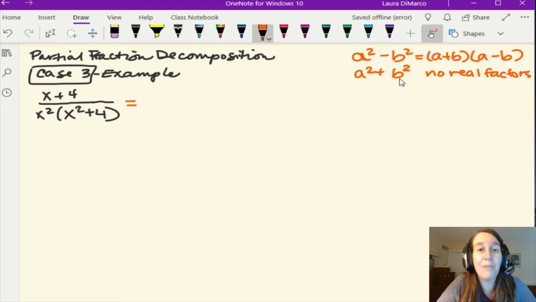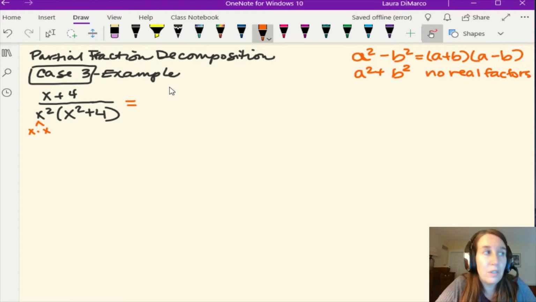It is a non-reducible quadratic, right? Non-reducible quadratic. x is actually the repeated linear factor. I know it's confusing, right? But you could have x times x. So those are both linear, right? So this is actually x times x.